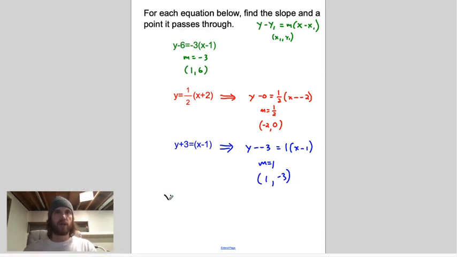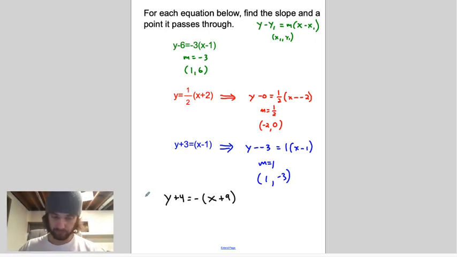You guys try y plus 4 equals minus x plus 9. You guys go ahead and use point slope form to write the slope and the point that it passes through. The slope it has and the point it passes through. And you can go ahead and pause the video if you want to try it on your own.